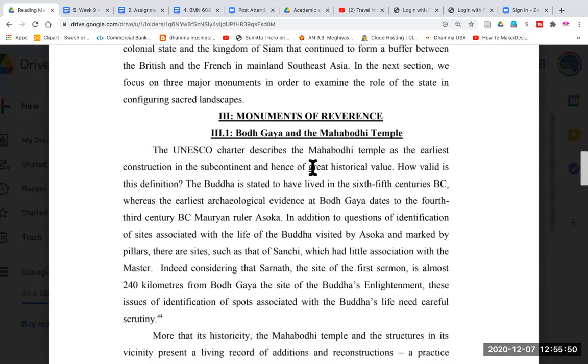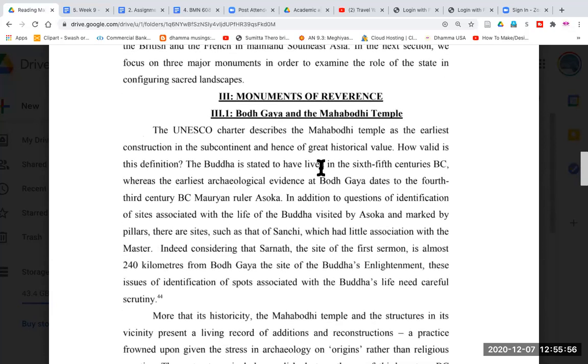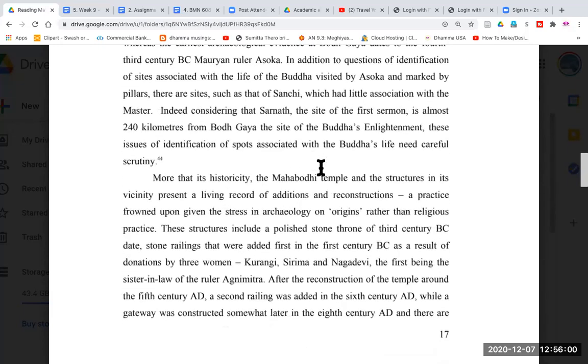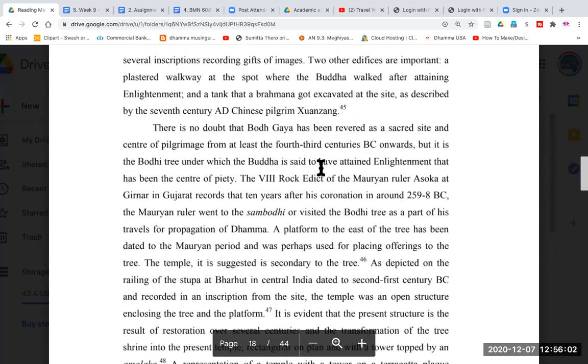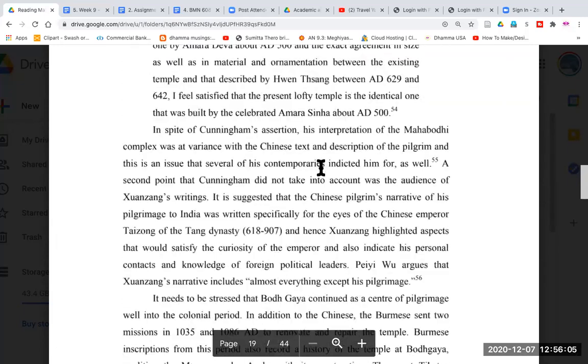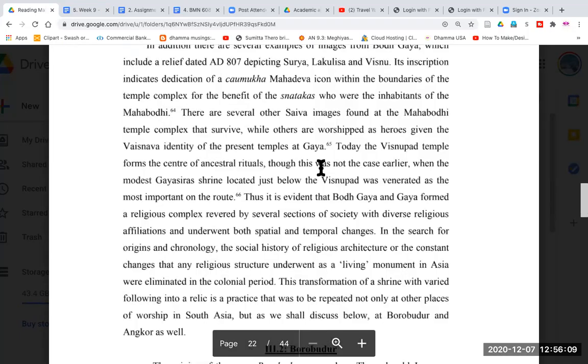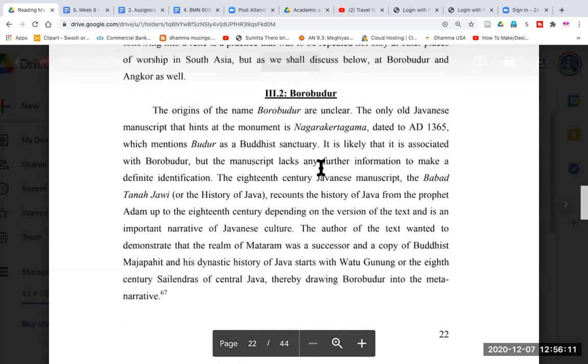So monuments of reverence, for example, Bodh Gaya, where Prince Siddhartha, the ascetic Gautama, achieved his enlightenment, and it is a UNESCO declared World Heritage Site. It's a very powerful place. All the Buddhist people are supposed to pay a visit there. It's a really very unique place.